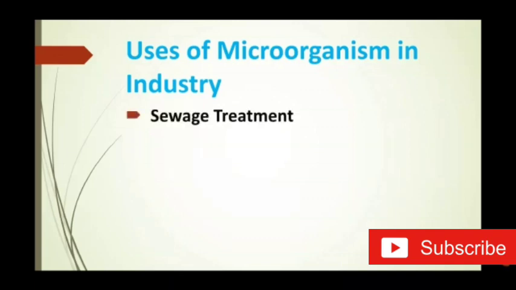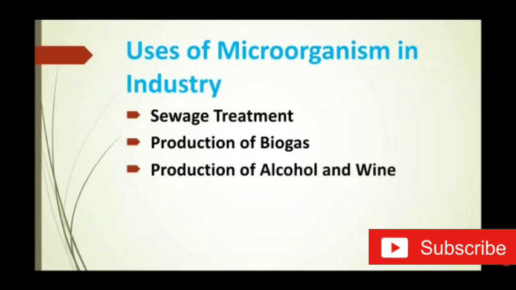First one, sewage treatment. Aerobic microorganisms such as Nitrobacter and anaerobic microorganisms such as Methanobacterium are used in wastewater treatment. Second one, production of biogas. Methanogen bacteria are involved in methane, that is, biogas production. Third one, production of alcohol and wine.